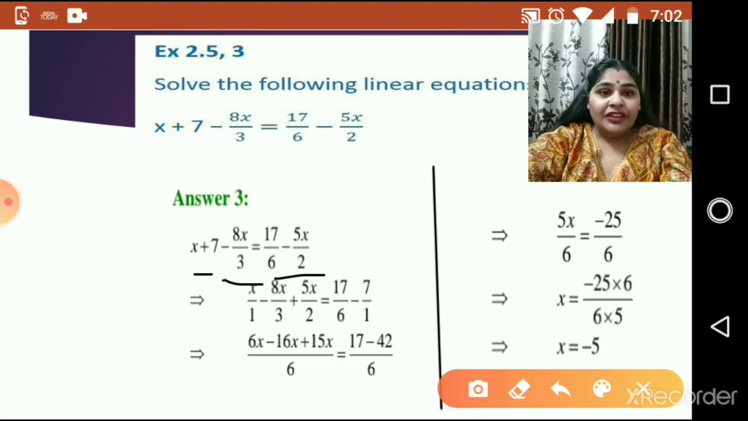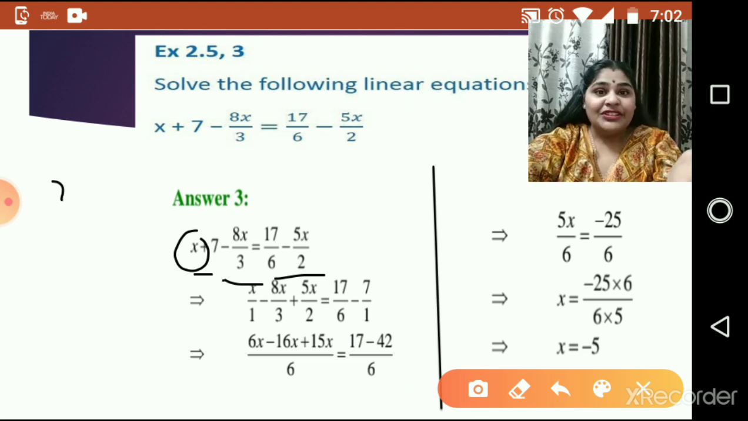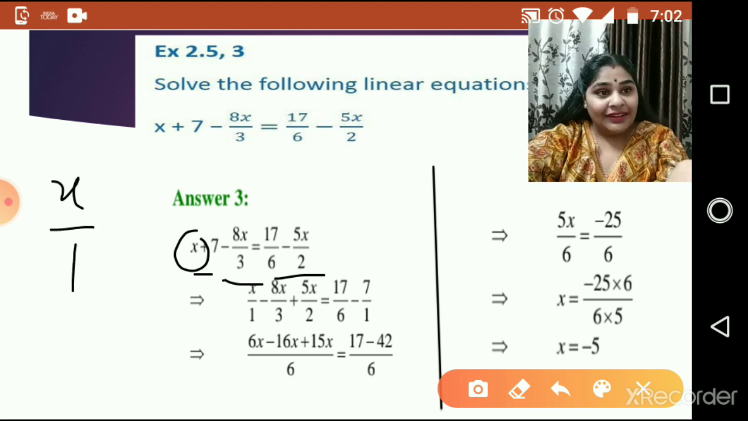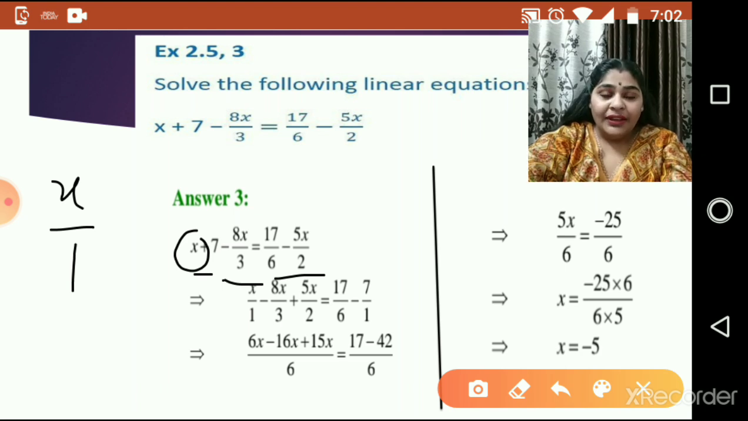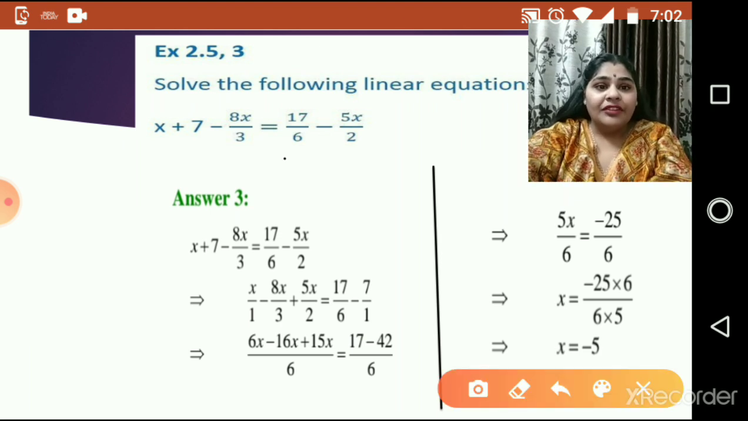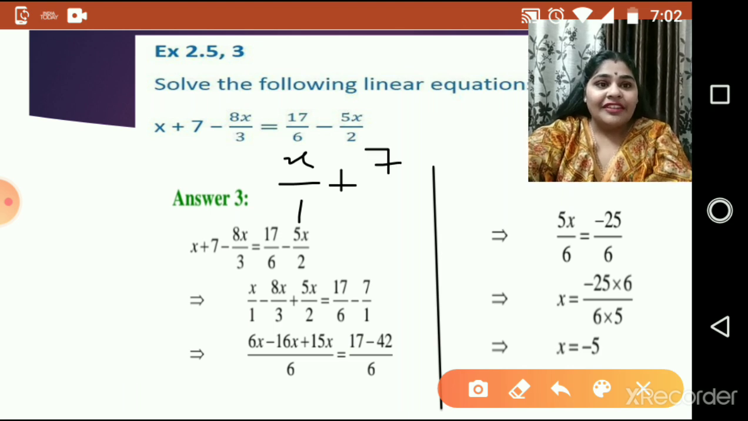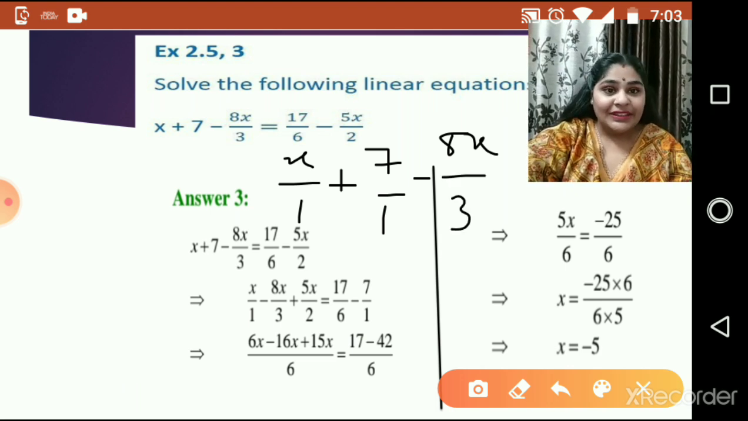x plus 7 minus 8x upon 3 is equal to 17 upon 6 minus 5x upon 2. Now if I want to write these terms in fraction form, what will it be, children? Yes, x upon 1. We can write the denominator as 1. So it will be x upon 1 plus 7 upon 1 minus 8x upon 3. Right? This is the left hand side.